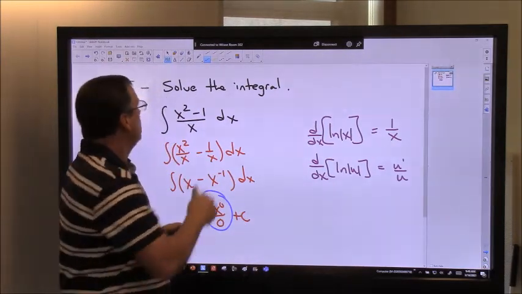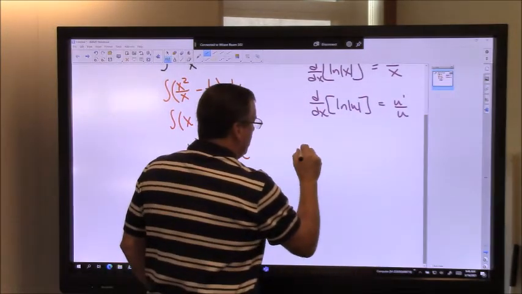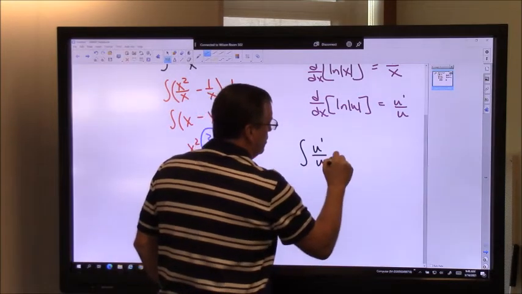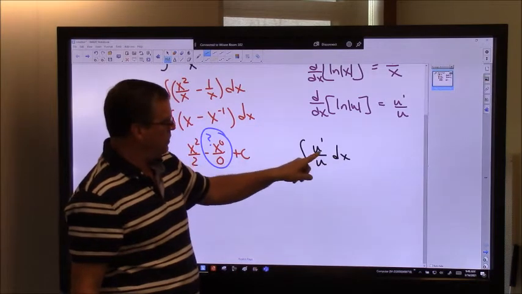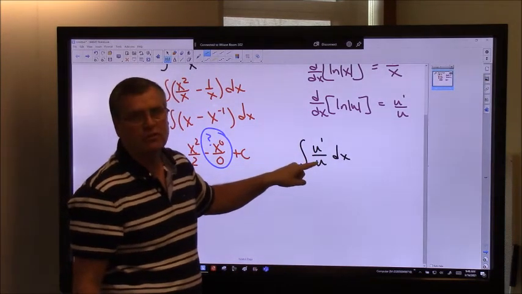Okay? So this is our main focus right here for today. Is if I'm going to do an integral of u prime over u dx, so the reason we put dx here instead of du is because both of these are expressions with x's in them.